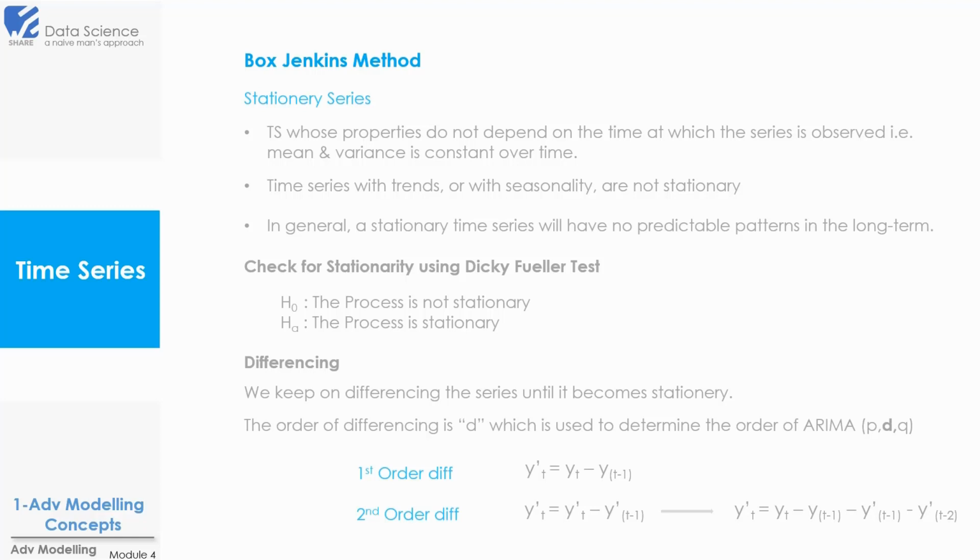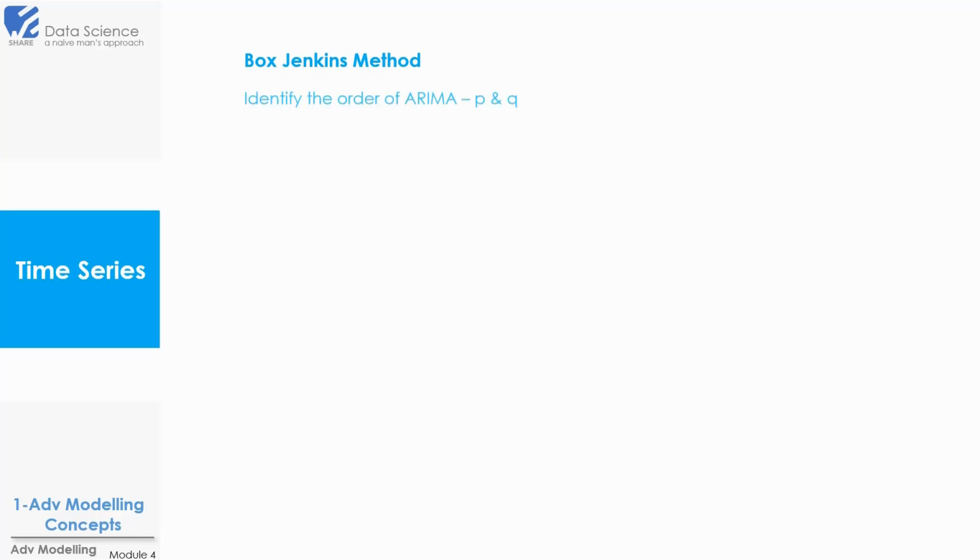So there were three terms that are required to determine the order of ARIMA. It was P, D and Q. We have already seen how to determine D. Now the remaining two terms that are required to determine the order of ARIMA are P and Q. So let's see how we determine P and Q.